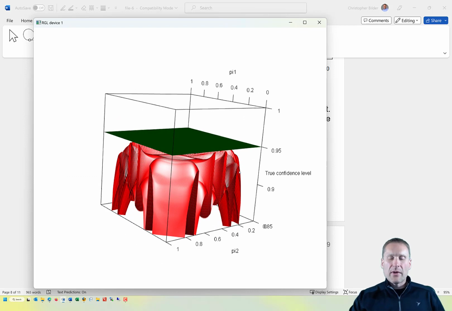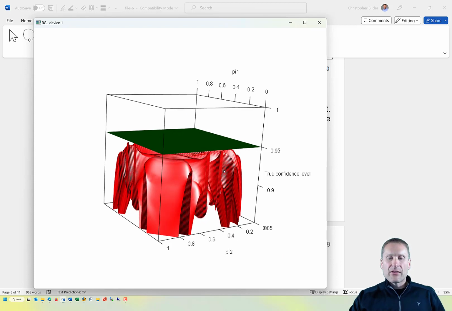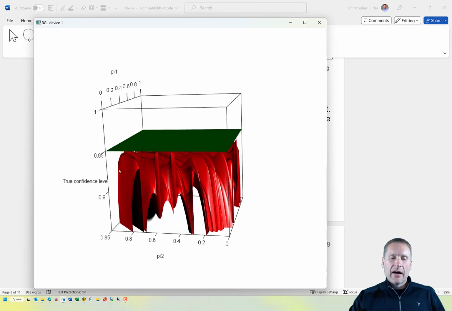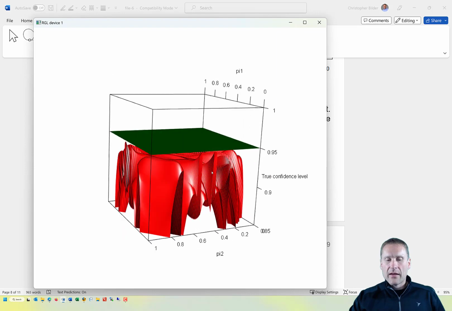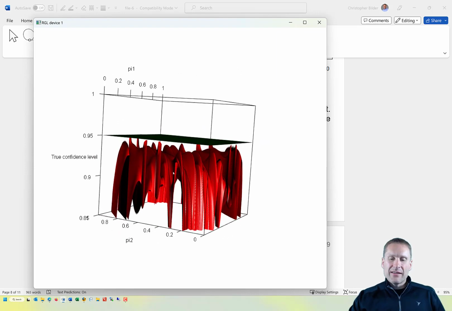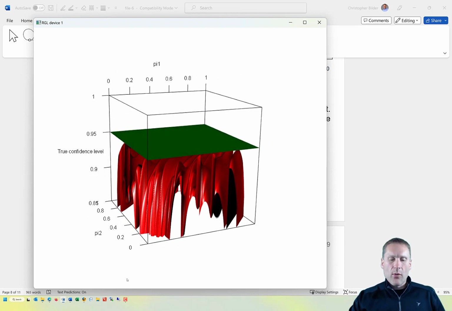The way that I'm spinning through this plot, this is in Windows, I'm clicking left on my mouse and simply dragging the mouse arrow. And so we can see here that this interval is really, really poor.